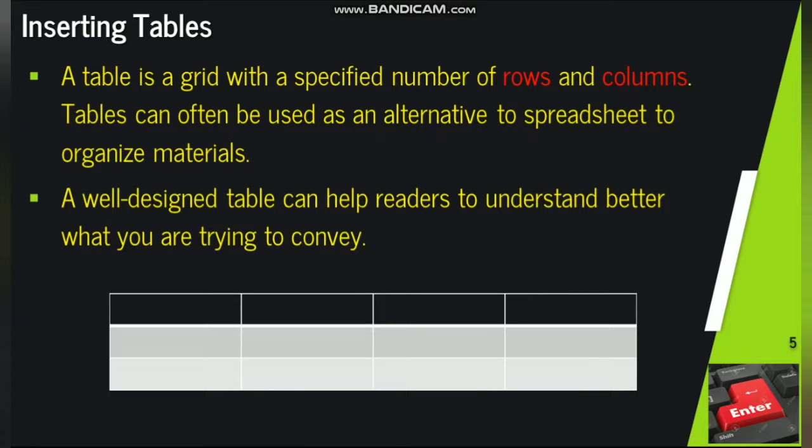So first of all, we'll see what is a table and why we are making use of tables in Word. A table is a grid with a specified number of rows and columns. So a table is nothing but a combination of rows and columns. Tables can often be used as an alternative to a spreadsheet.